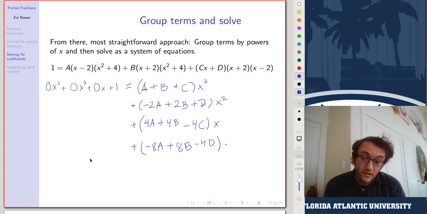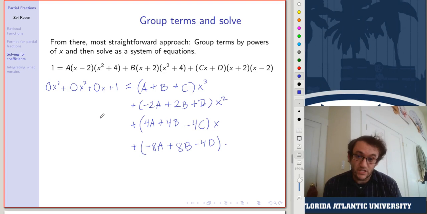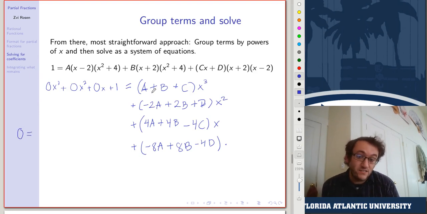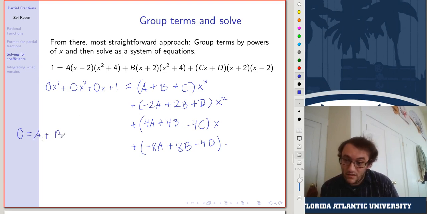So having computed the coefficients of this polynomial, we note that because these two polynomials are equal on either side of the equation, we're going to be able to equate their coefficients. So on the left-hand side of the equation, the coefficient of x cubed is 0. So I can put that here and set that equal to the coefficient of x cubed on the right-hand side, which is a plus b plus c. Similarly, the coefficient of x squared, we have 0 is equal to minus 2a plus 2b plus d.